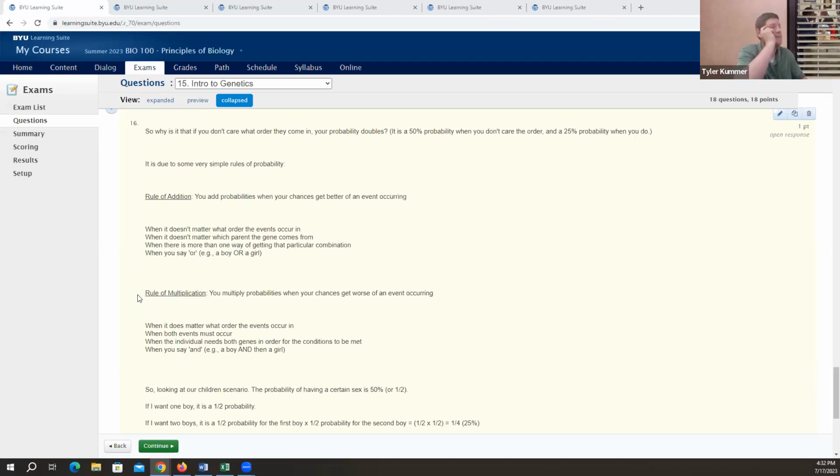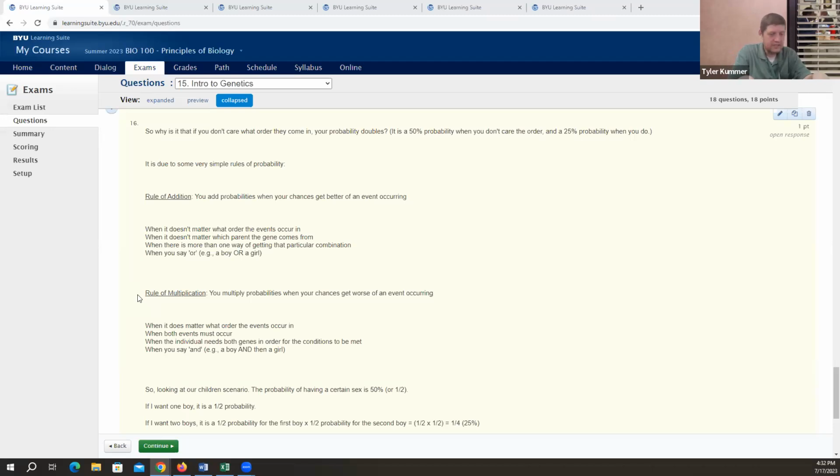I probably muddled this a little bit. There are two ways to get a boy and a girl. I can have a boy and then a girl, or I could have a girl and then a boy. Probability of getting a boy and then a girl would be 0.25, or sorry, 0.5 for getting a boy, and then 0.5 for getting a girl.